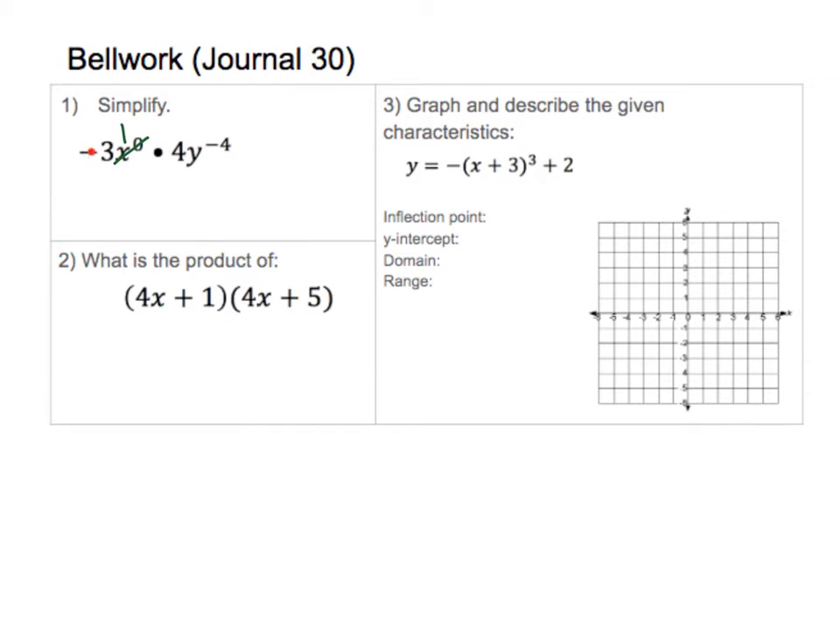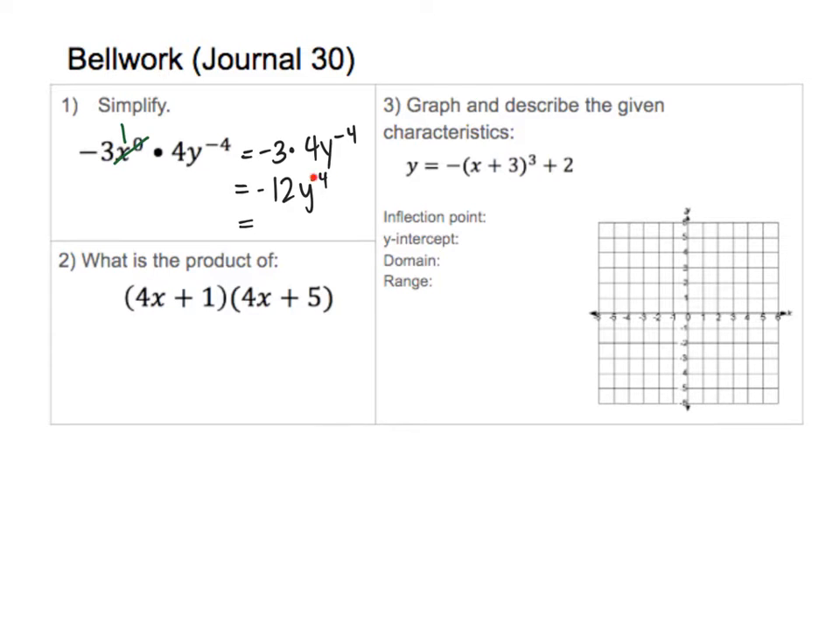So this is really negative 3 times 1, which is negative, I'll write it over here. So which is negative 3, and now that's all I'm left with here. And this says multiply with 4y to the negative 4th. And so now I can multiply this number with this number. And so negative 3 times 4 gives me negative 12. And then I have the y.